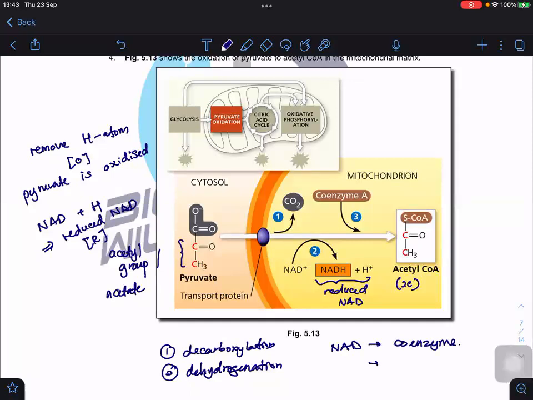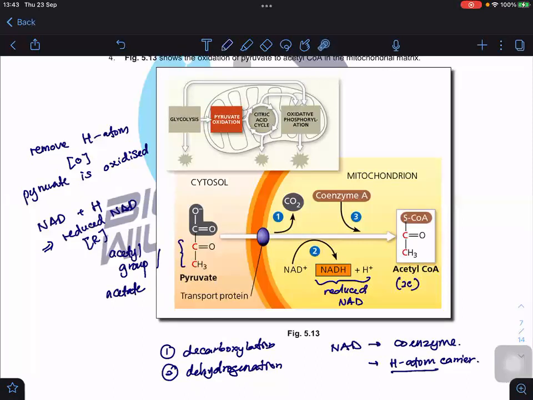Coenzymes we learn in the enzyme topic, right? What is the function of a coenzyme? They are functional group carriers. So NAD actually is a hydrogen atom carrier. So they carry the hydrogen atom for what? Later we can see it in oxidative phosphorylation.